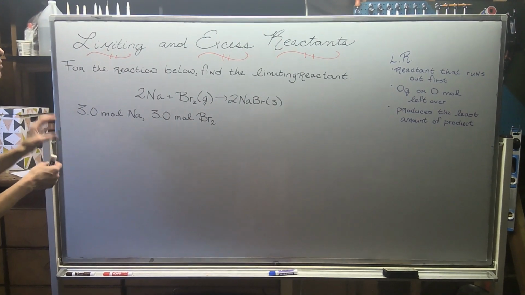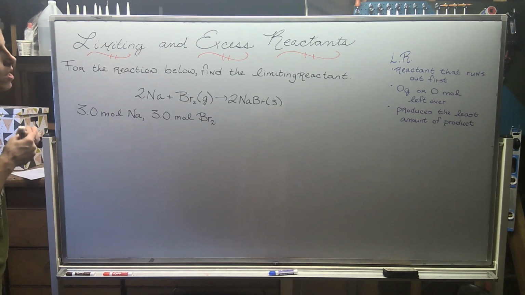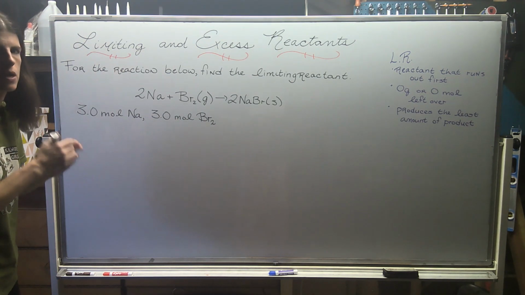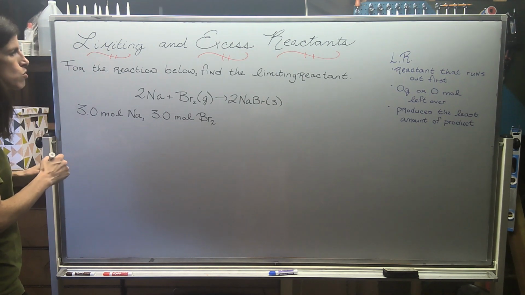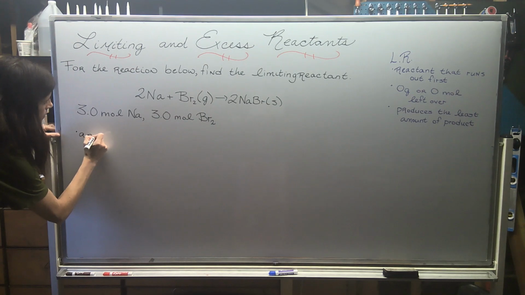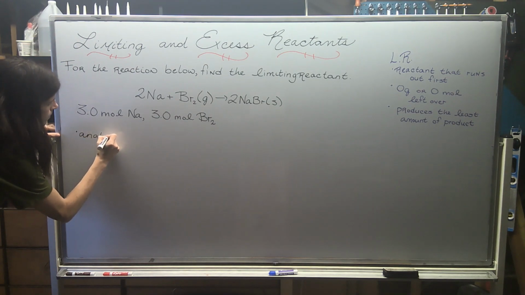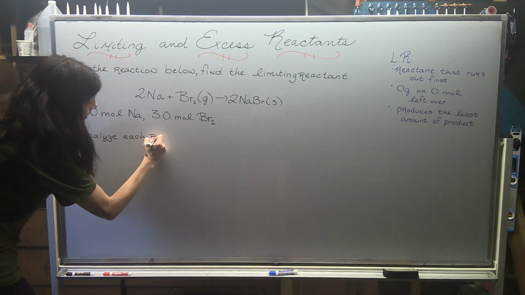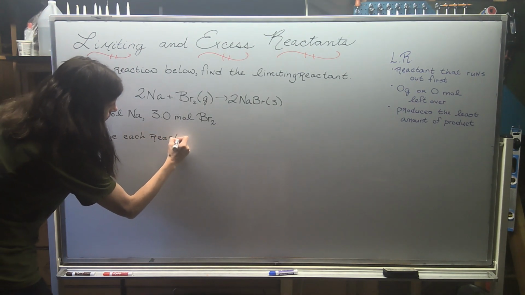These types of problems, limiting and excess reactant problems, always involve 2 setups minimum. So 2 separate lines. We're going to analyze each reactant individually.